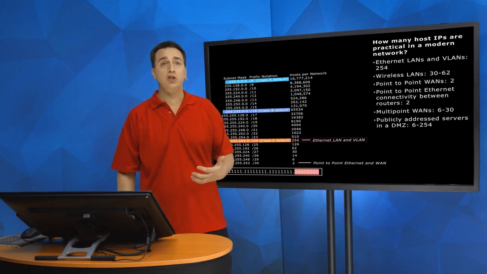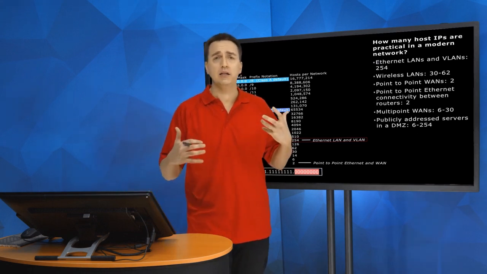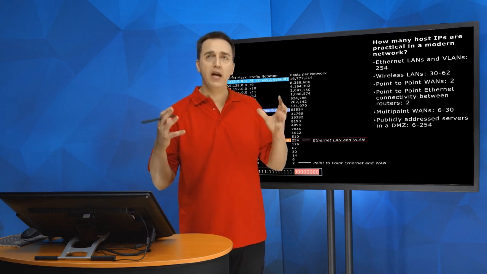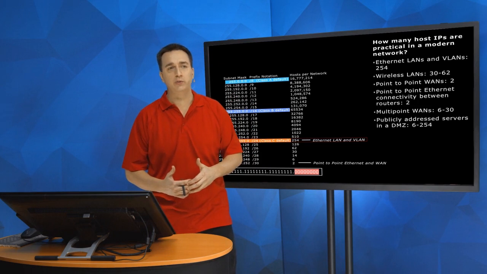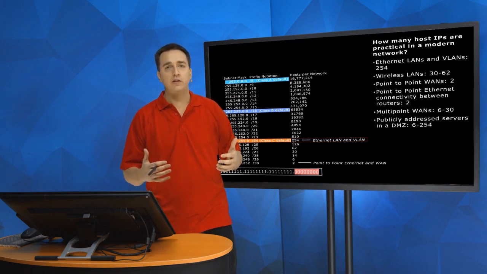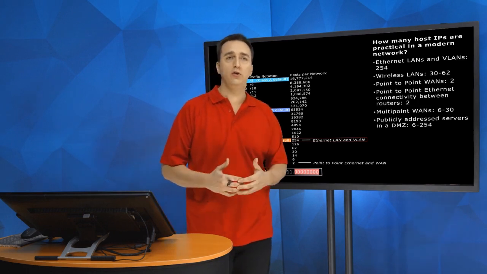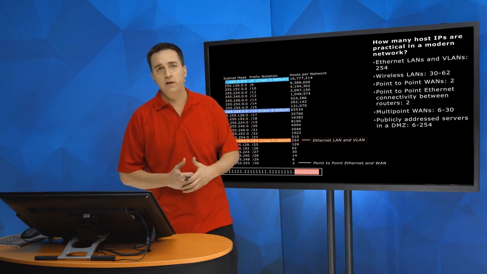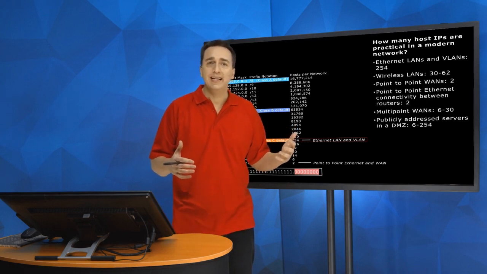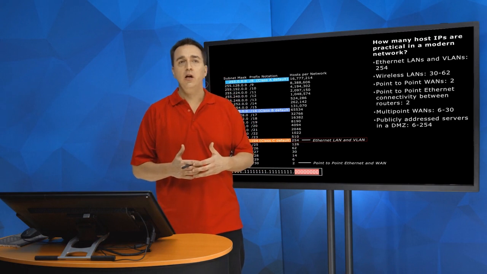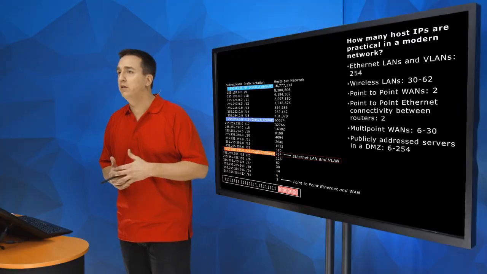So wireless LANs, 30 to 62. Why? Because they're half duplex. Everybody's competing for the wireless radio airwaves in the wireless LANs. As a result, the more devices you have, the slower that wireless LAN is going to become. So 30 to 62 devices per wireless LAN. Point-to-point WANs. Well, we only need 2 addresses there. That's it. Just 2 IP addresses. Point-to-point Ethernet connections between routers. Again, only 2 IP addresses required.